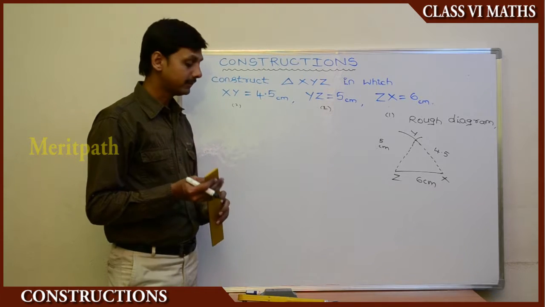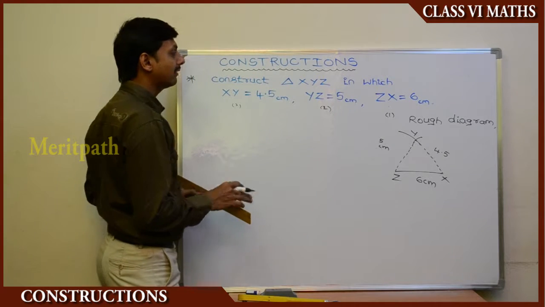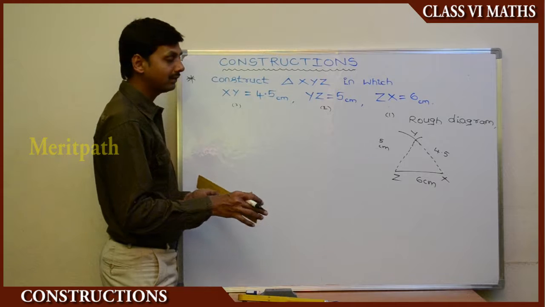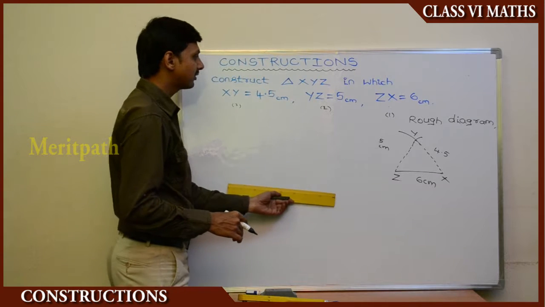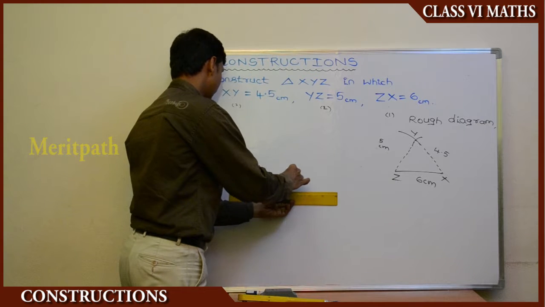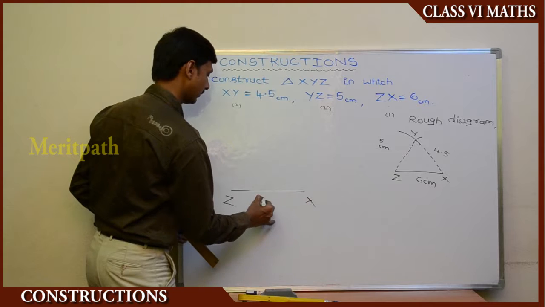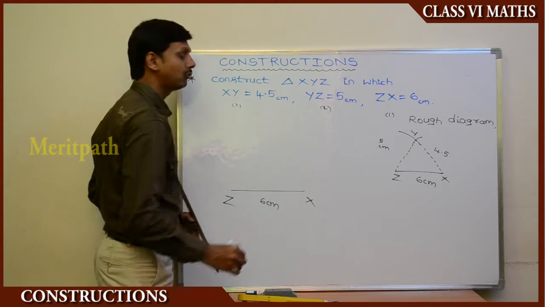So let's construct the main diagram, the actual diagram. That is, ZX we will construct first. ZX is 6 centimeters. ZX, 6 centimeters, we have drawn.